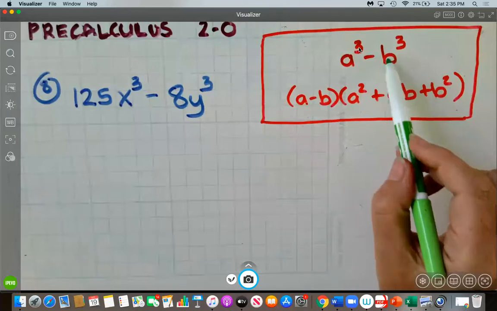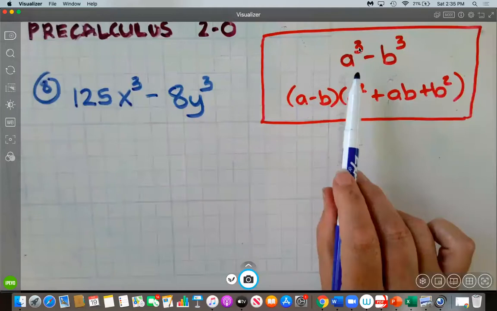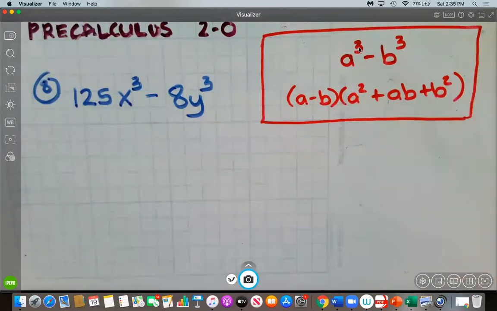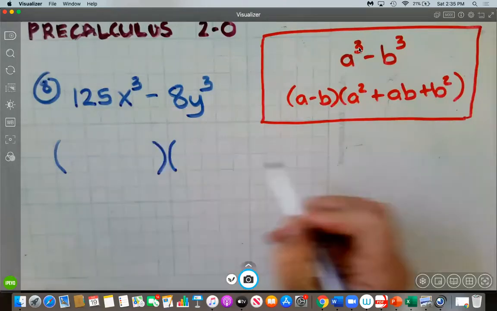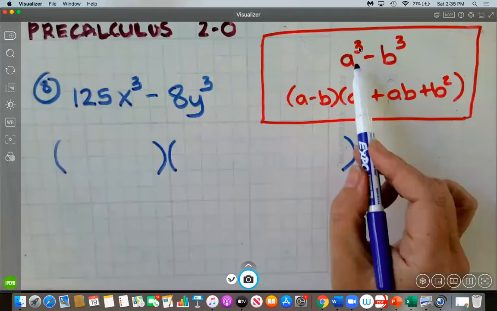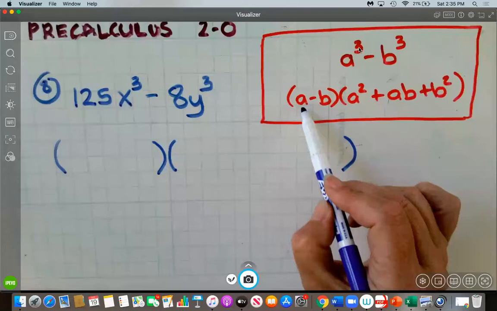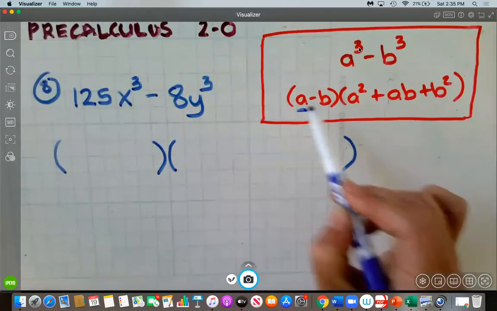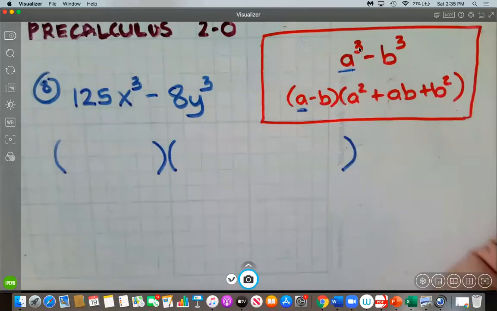So we're going to work backwards and figure out what would be the two factors that could be multiplied together to give us this, and we're going to follow this pattern. When this happens, you're always going to have one binomial multiplied by one trinomial, and if you have something that's cubed in the first binomial, this term is going to be the cube root of whatever you started with up there.